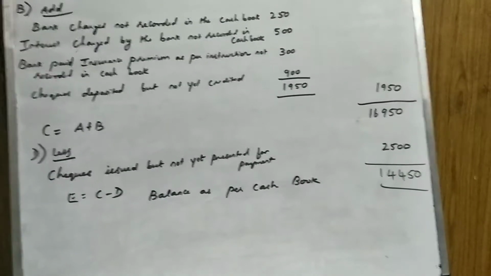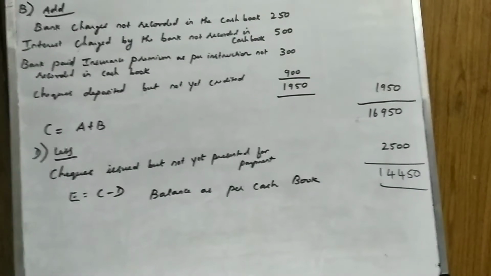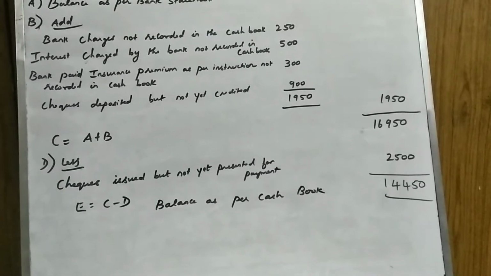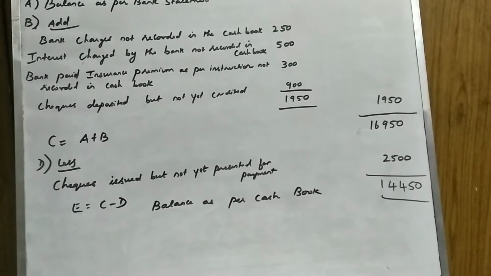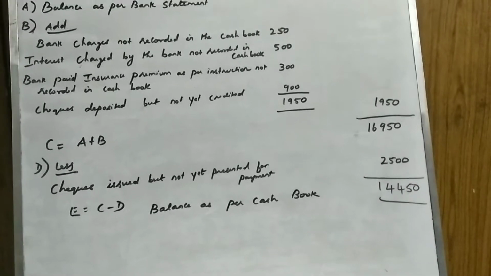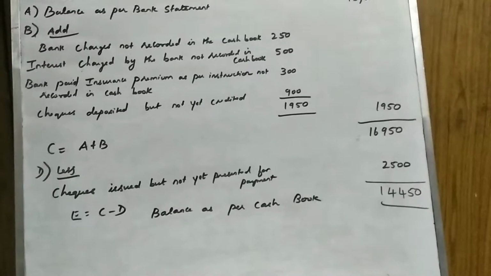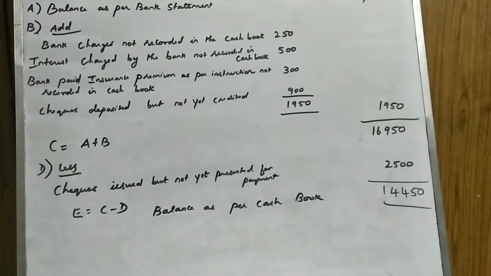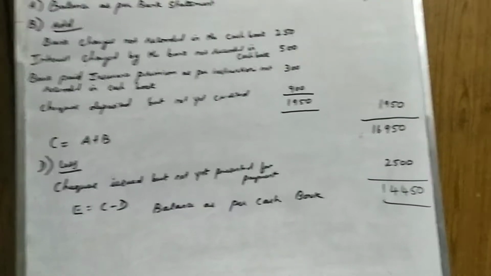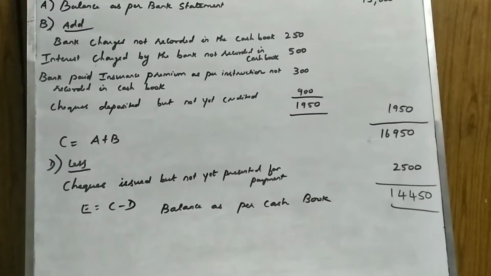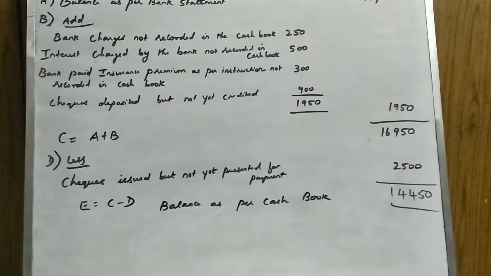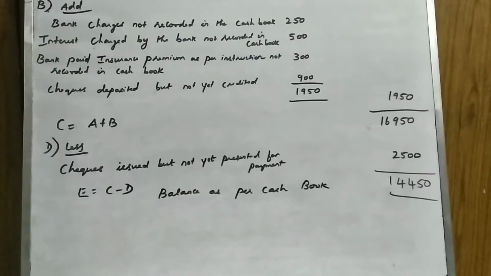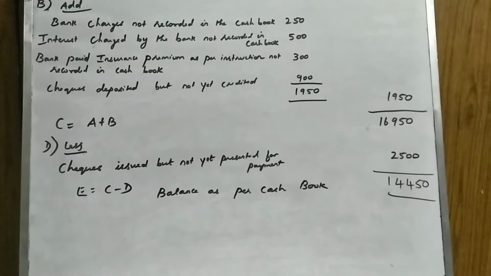Then bank paid insurance premium as per instruction, not recorded in the cash book. Again, on our behalf, as per the instruction given, insurance premium has been paid by the bank. So bank has deducted that amount from our account and paid the insurance premium. So we do not know exactly on which date the payment has been done. Only after making the entry in the passbook or when we go through the bank statement, we will come to know. Till such time, we don't know on the date on which the payment has been made. So it is not recorded in the cash book. Cash book is more, but bank balance is less. So if you want to equalize, you have to add it up.